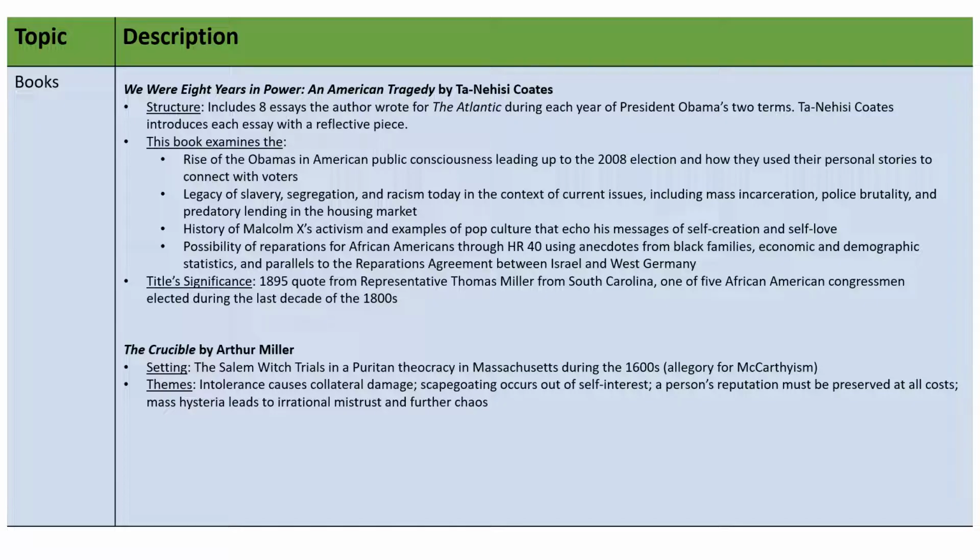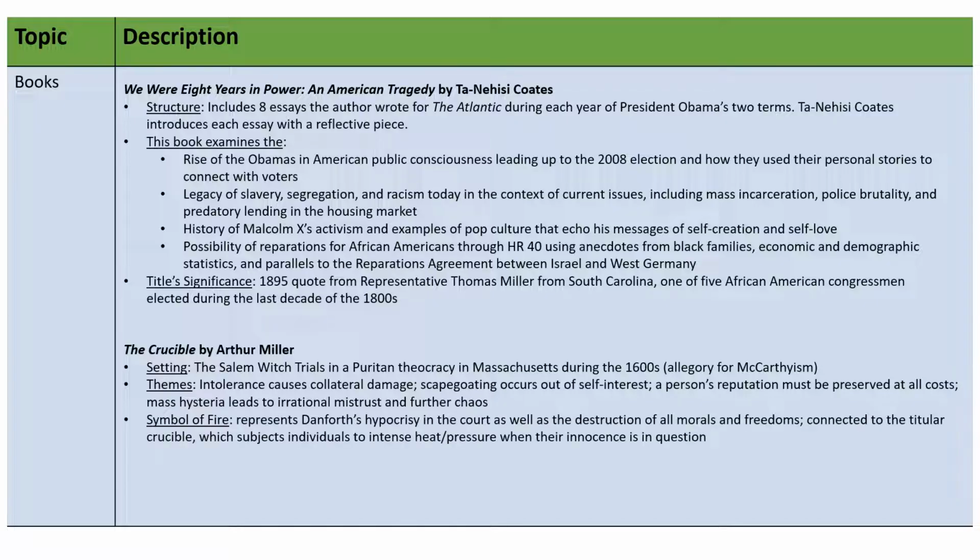And I'm also going to describe the symbol of fire, which is important because it's described in the title. So fire in this play represents Judge Danforth's hypocrisy in the court as well as the destruction of all morals and freedoms, and it's connected to the titular crucible, which subjects individuals to intense heat or pressure when their innocence is in question. So by just highlighting one symbol that is really important, I think this is more effective as opposed to listing a whole bunch of different symbols that I can't really remember as well.